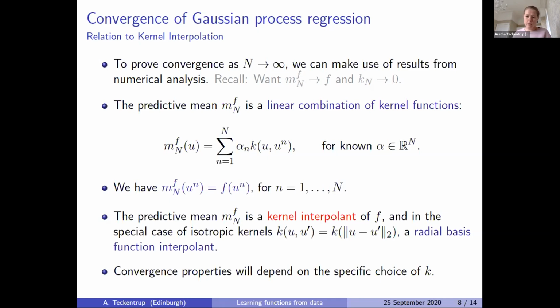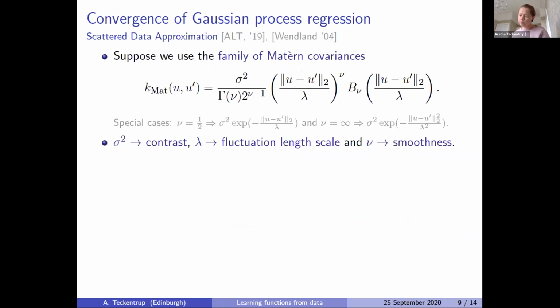Right? So I now wanted to show you two specific examples. So one example is the family of Matern covariances. So this is something that some of you might have seen before. If you haven't, it's not that important.